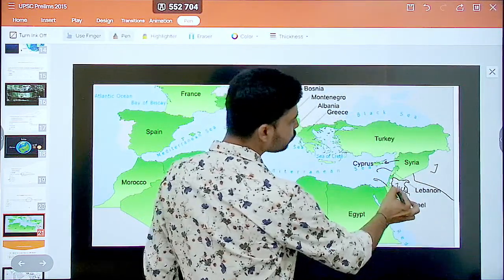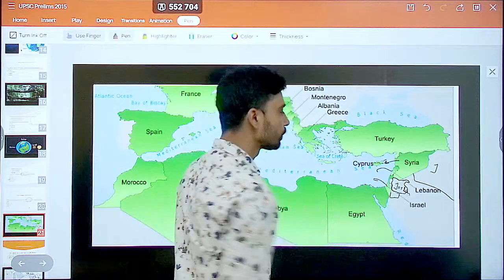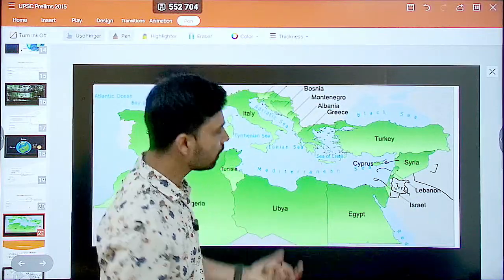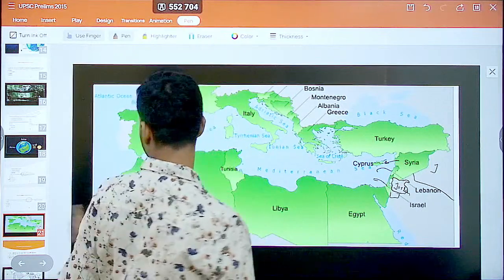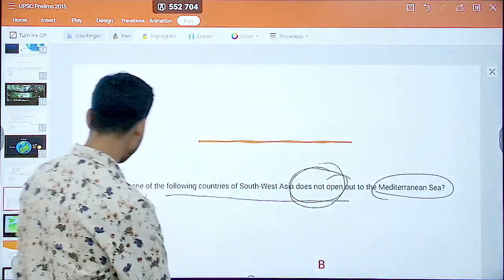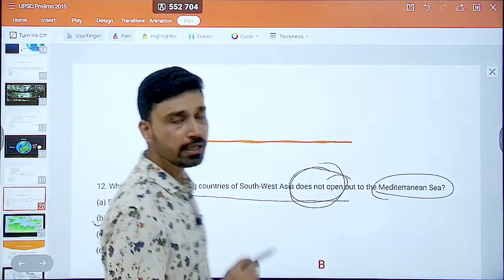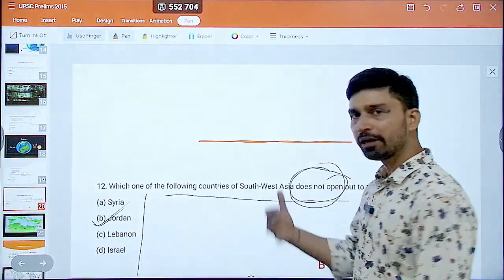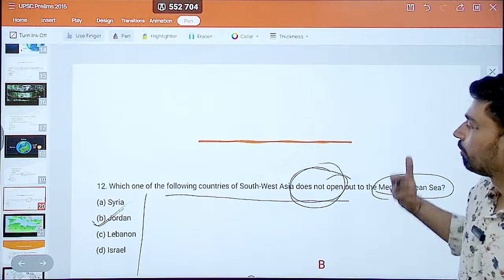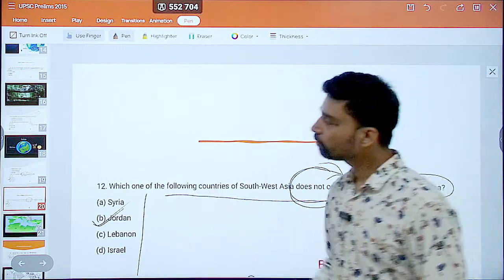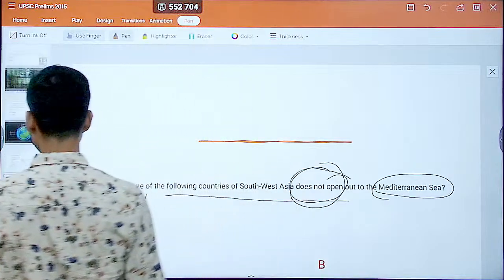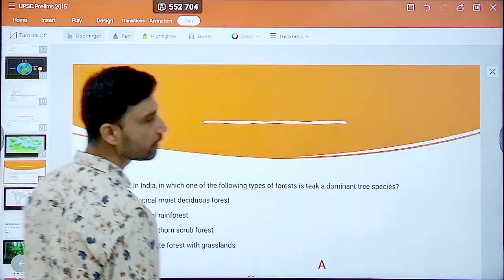So as we can see, Jordan is kind of a landlocked country. So the correct answer obviously is Jordan. Jordan does not open out to the Mediterranean Sea, but Syria, Lebanon and Israel touch. So obviously the correct answer is B, that is Jordan. A similar kind of question was asked earlier also, where they asked which of the countries open out to the Mediterranean Sea. So that is why solving previous year questions becomes very, very important for next year's prelims examination as well.